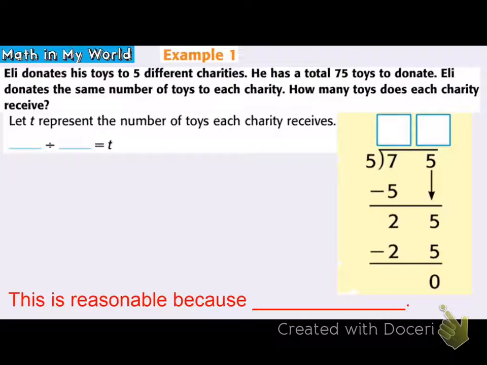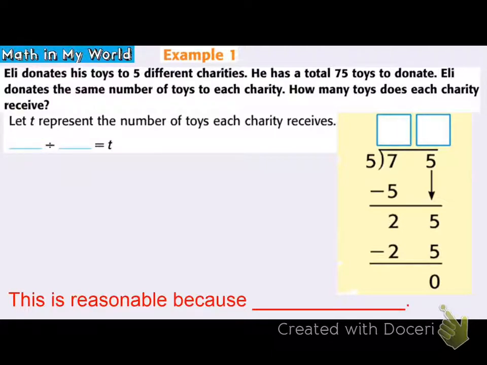All right, moving right into example 1, math in my world. Eli donates his toys to 5 different charities. He has a total of 75 toys to donate. Eli donates the same number of toys to each charity. How many toys does each charity receive?